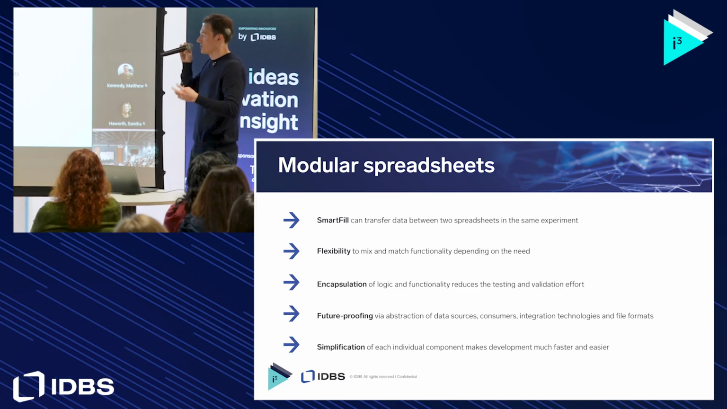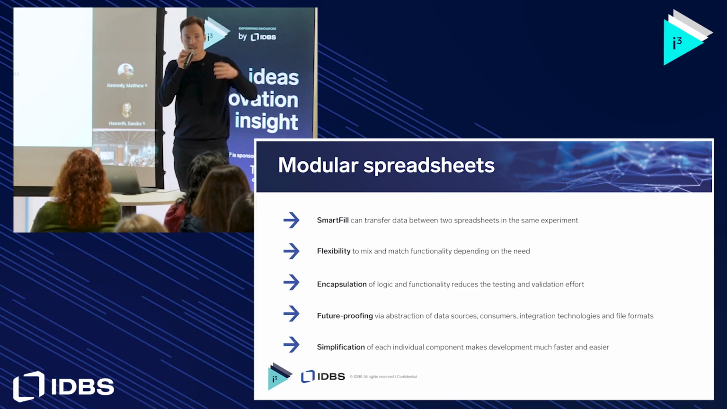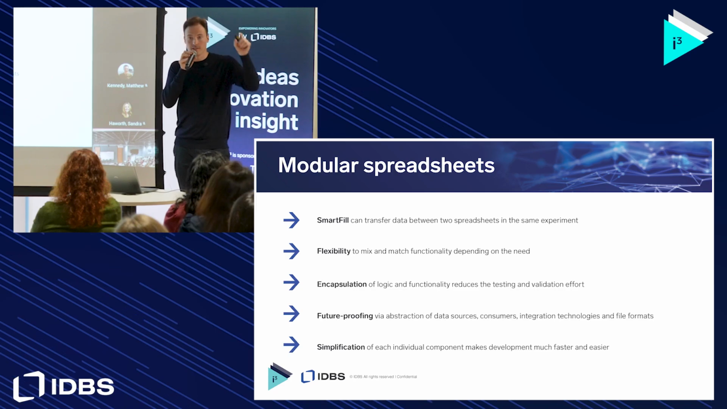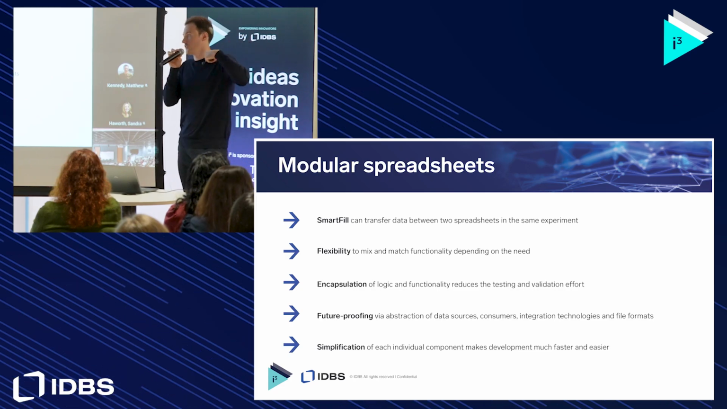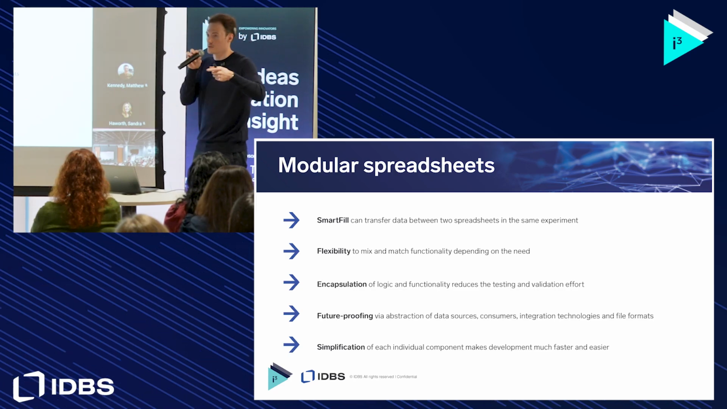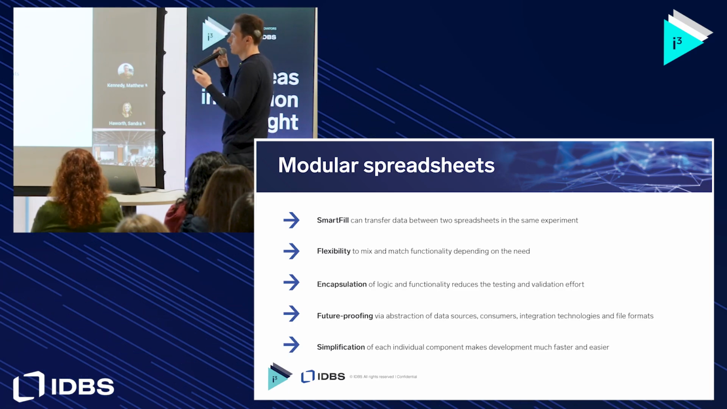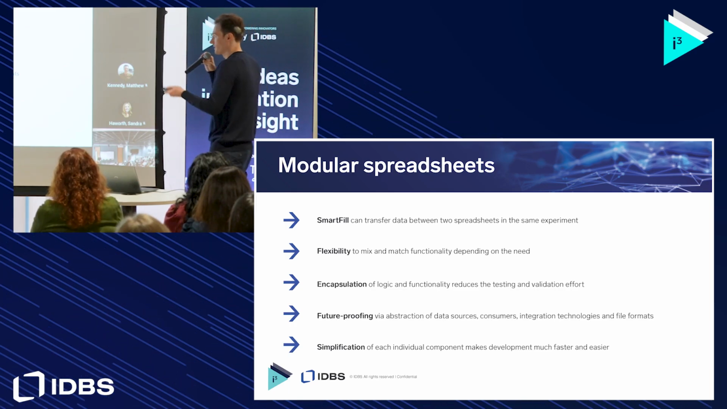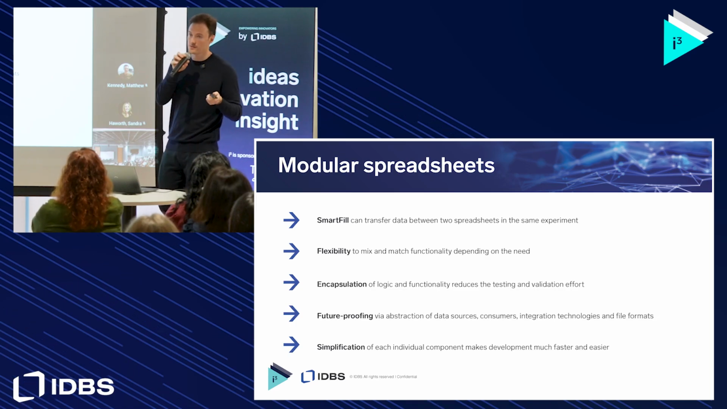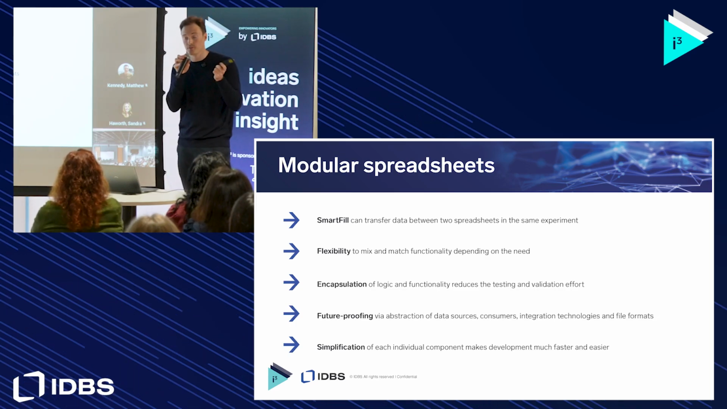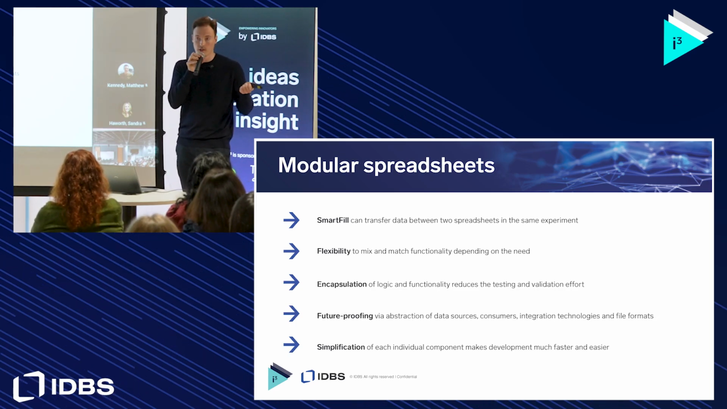That's really useful for testing and validation. You don't want to have to retest your entire chromatography spreadsheet just because you updated the file format that you're importing. By encapsulating those things in different spreadsheets, you don't need to repeat all that testing. It also helps with future proofing. Going back to the chromatography example, when we built our first version of the Insight app in December, we used a file import from Unicorn, and we're now using our OPC integration.